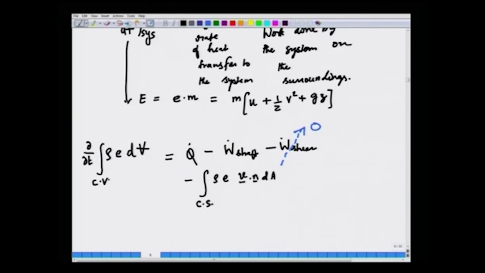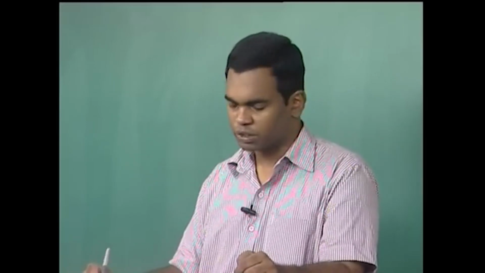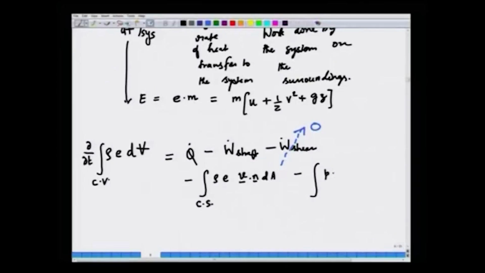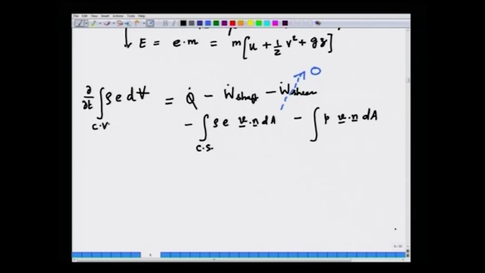But we also had one more term, that is due to the pressure work done by the fluid that is entering, and pressure work that is done at the inlet and exit control surfaces by virtue of fluid flow in and out of the system. This is also sometimes termed as the flow work. It is P times V dot n dA. So, this is all the work and heat interactions that causes the rate of change of total energy present in the control volume.